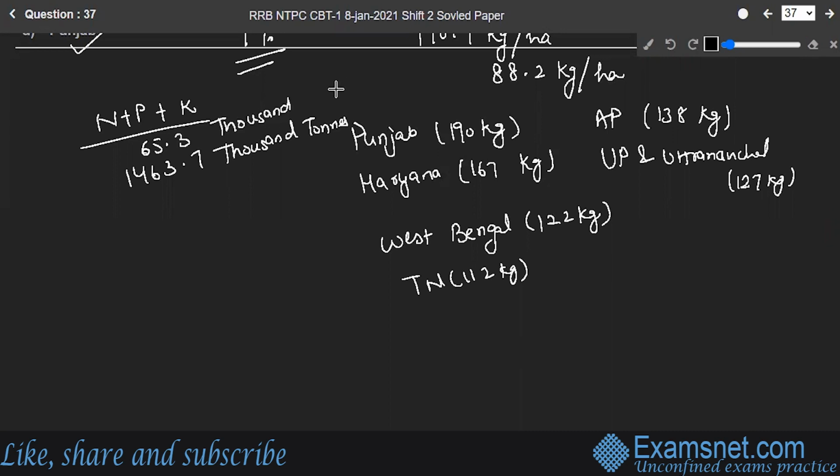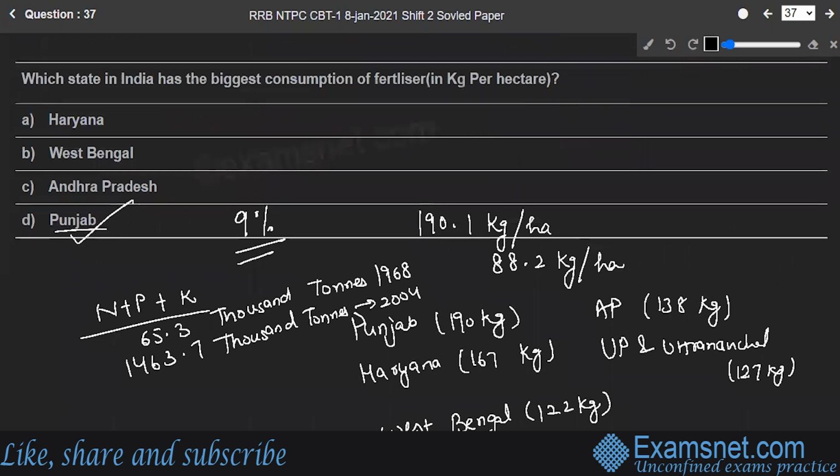The use of potassium in Punjab soils is not high because soils are rich in potassium illitic minerals. So we have option D as the correct answer. Haryana, fertilizer per hectare consumption, we just talked, it's 167. West Bengal, 122 kg. Andhra Pradesh, 138 kg. And for Punjab alone, we talked about it, it is very, very high, about 190 kg.